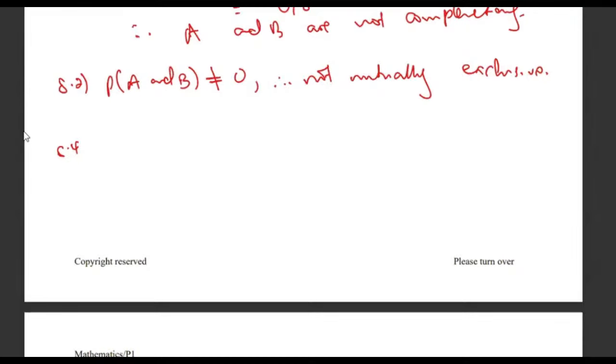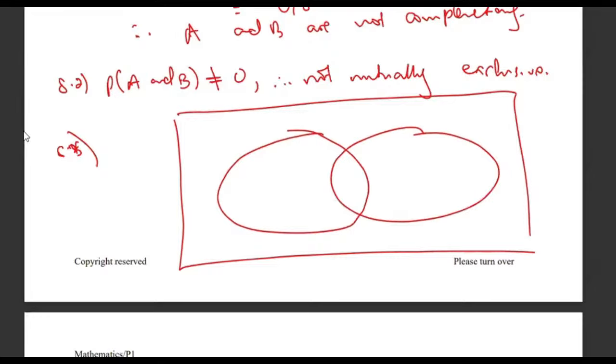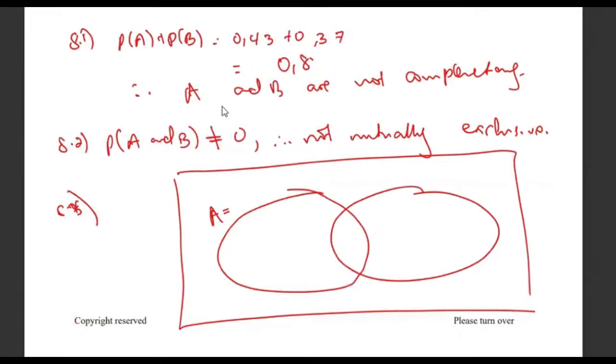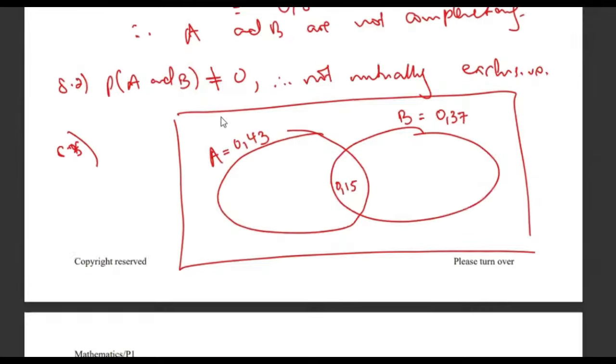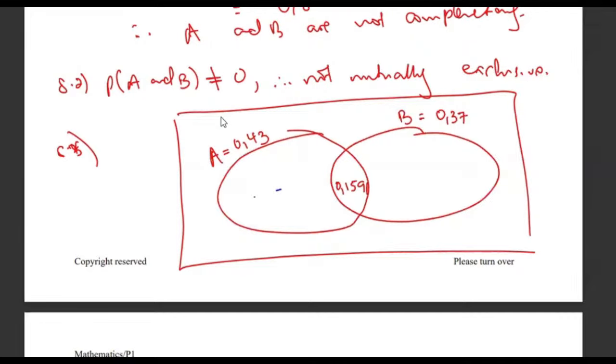Okay, so this is 8.3 with the Venn diagram. Start with that box of yours. Since we are dealing with probabilities, if A is 0.43, that entire circle must be 0.43. B, we say is 0.37. This is 0.15, 0.1591. Okay, and then for us to get what is left in here, we just have to subtract.